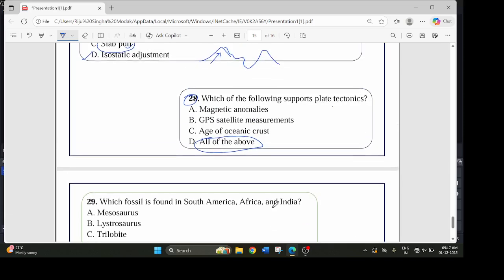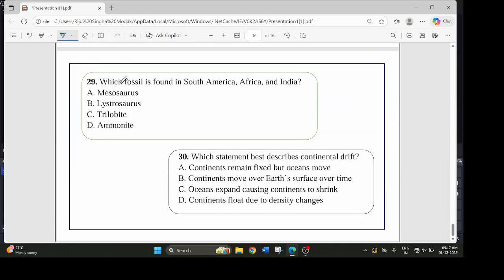Question number 29. Which fossil is found in South America, Africa and India? Mesosaurus, Lystrosaurus, Trilobites and Ammonite. So the correct answer is Lystrosaurus, Option B. Lystrosaurus was a land reptile. Its fossils in these now separated continents are strong evidence for Gondwana.